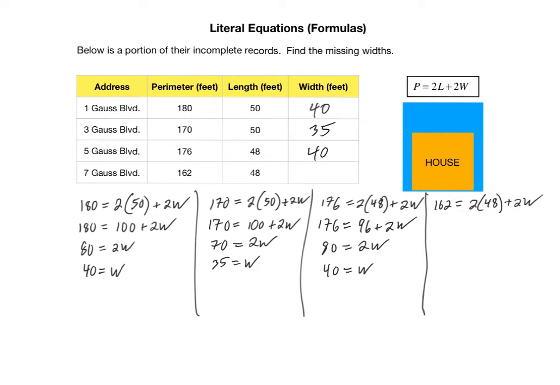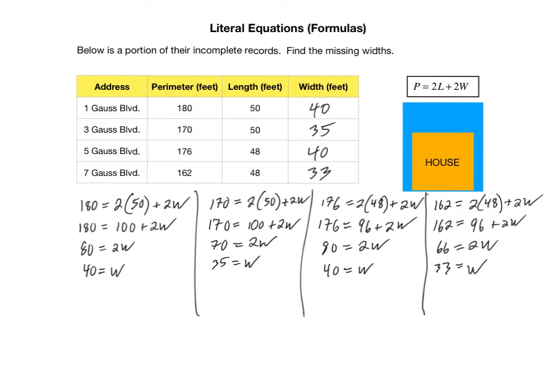And then finally, this last one, we've got 162 equals 2 times 48, which is 96, plus 2w. If you subtract 96 from both sides, you get 66 equals 2w. And if you divide both sides by 2, we get 33 equals w. So the width of the property at 7 Gauss Boulevard is 33 feet.